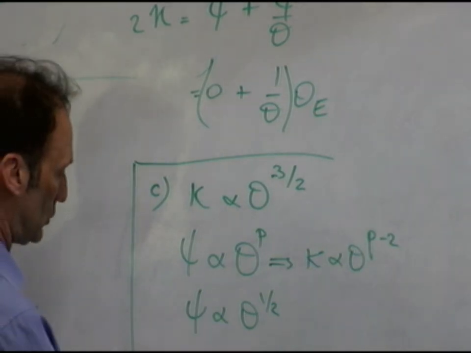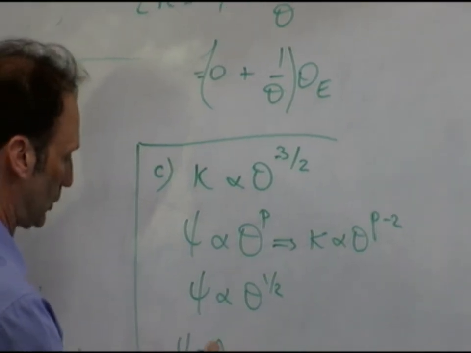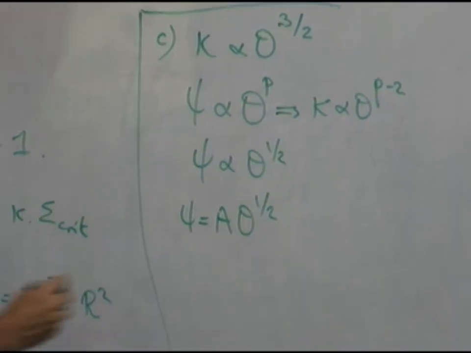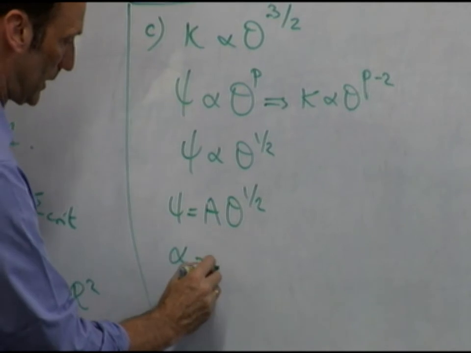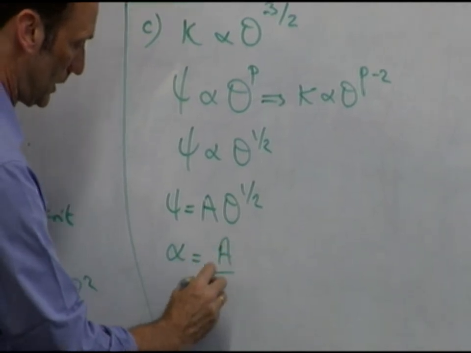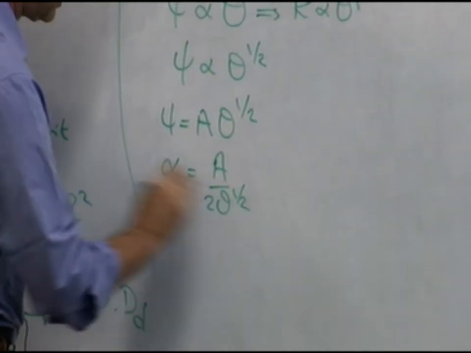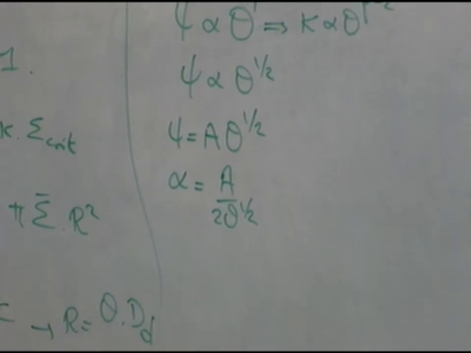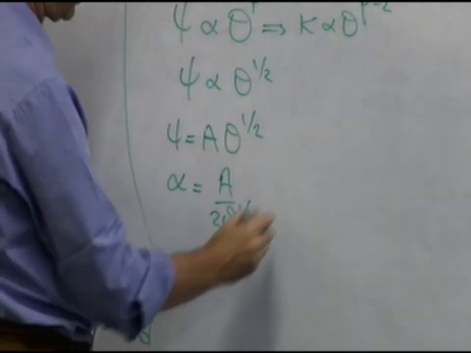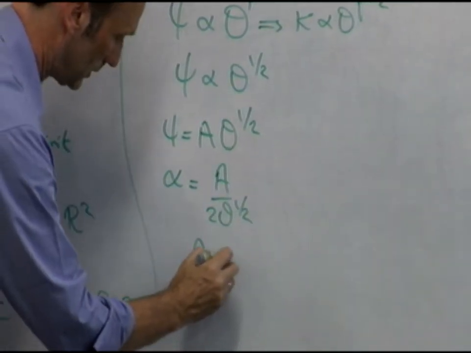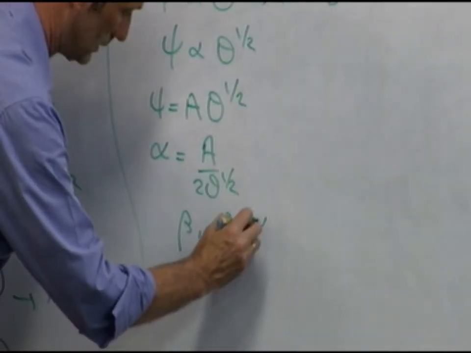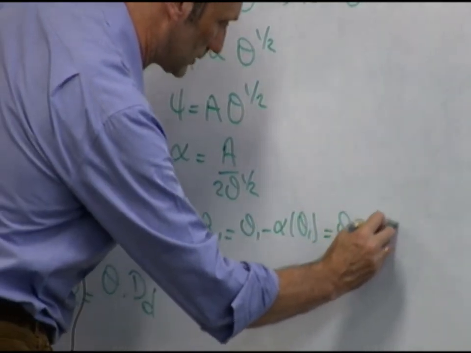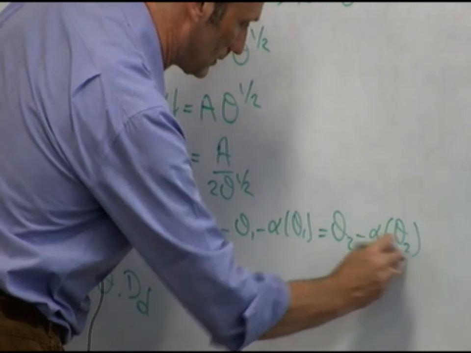And then once you have done this, you can do exactly the same as we have before. So you don't know the amplitude of the lens, so you make that a variable. The deflection angle is the gradient, so that's A over 2 square root of theta. And you solve the lens equation again. You say again that beta 1 is equal to theta 1 minus alpha of theta 1 is equal to theta 2 minus alpha of theta 2.